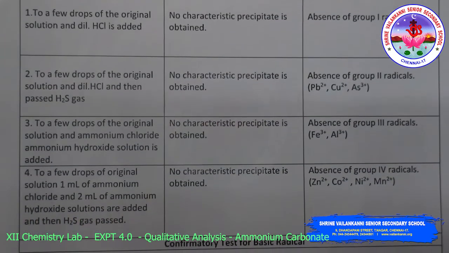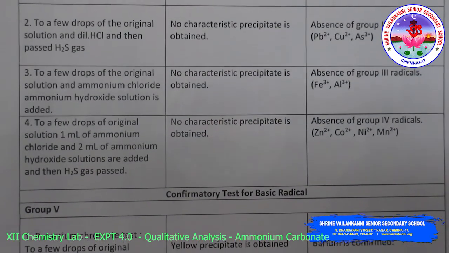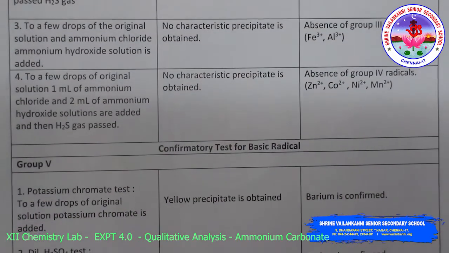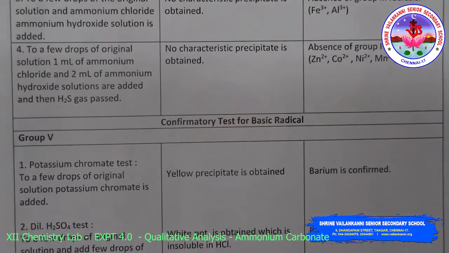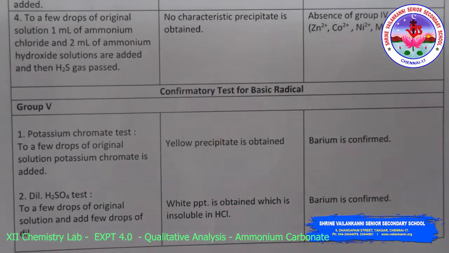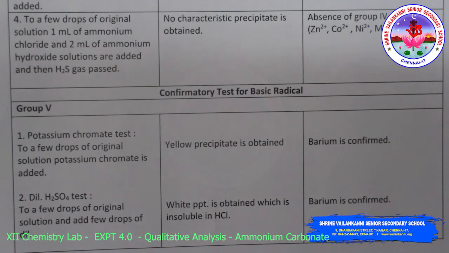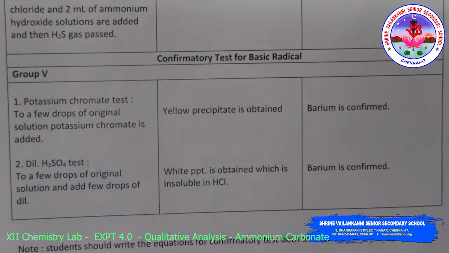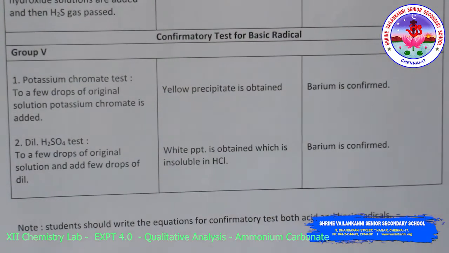Then to a few drops of original solution, add ammonium chloride and ammonium hydroxide solution. No characteristic precipitate, so absence of group 3 radicals. Then to a few drops of original solution, add 1 ml of ammonium chloride and ammonium hydroxide solution and pass H2S gas. No characteristic precipitate, so absence of zinc, cobalt, nickel and manganese, that is absence of group 4 radicals.